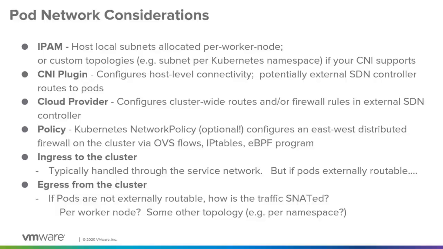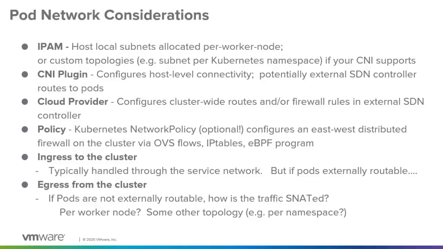Ingress to the cluster is typically handled through services, which we'll get to. If your pods are externally routable, you can talk directly to a pod, but you have to find them. And if the IPs are not static, how do you find them? You might have your own way as an app owner to do that. And there is legacy software that requires predictable IPs, and it has its own service discovery mechanism. If that's the case, then that would be a reason why you would want your pods to be routable.